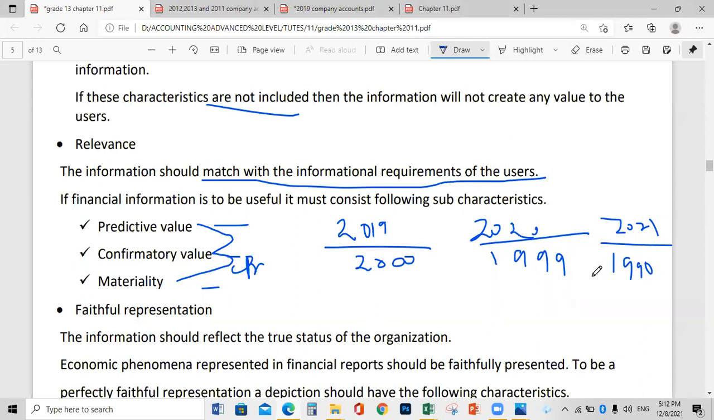Is it material? Material means, is it big? Have the profit reduced very much? No, right? Just a very small reduction. So, guys, it is not so material for you. Material means, guys, it should be able to affect your decision. The information they are giving should be able to affect your decision. Okay. So, guys, now you're done with relevance.